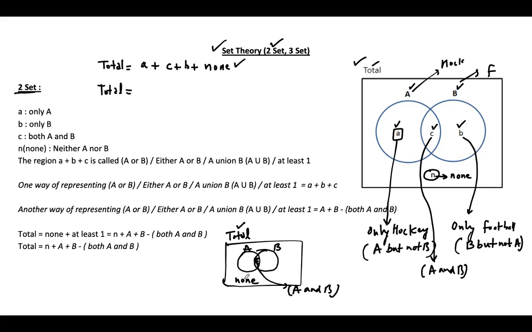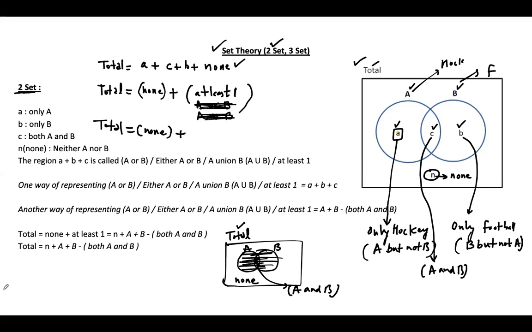I will write total would be persons who do not like either of the sports, plus the persons that are there in this region. This region is not called A and B. I'll say at least one, people who like at least one sport. This is also called either A or B. It is also called A union B. But for simplicity, I'll be writing A at least one. So how will I write at least one?